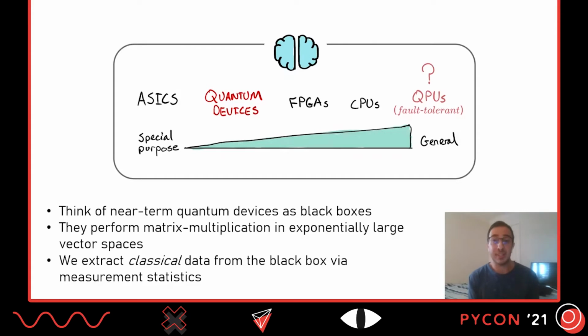However, we can't access this high dimensional vector space where this large matrix multiplication is taking place. So that's one of the drawbacks that many people aren't aware of when it comes to quantum computing. While we are performing these high dimensional matrix multiplications, the best we can do is sample from this high dimensional space and extract measurement statistics from this space. So that's what we do with these near-term quantum devices. We perform measurements and we extract classical data from the black box and essentially are sampling from these very large vector spaces.